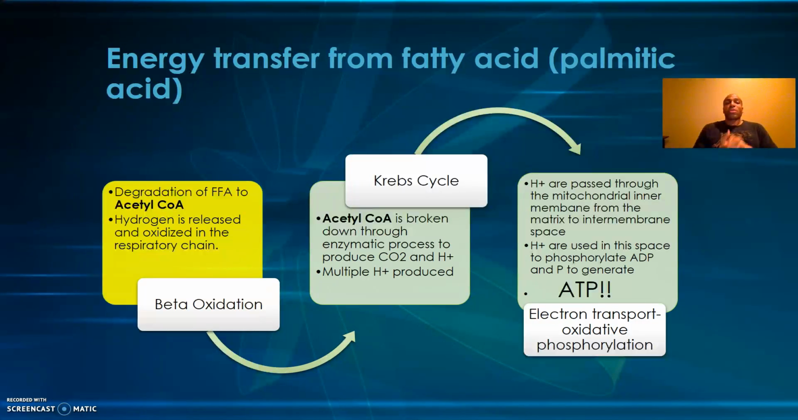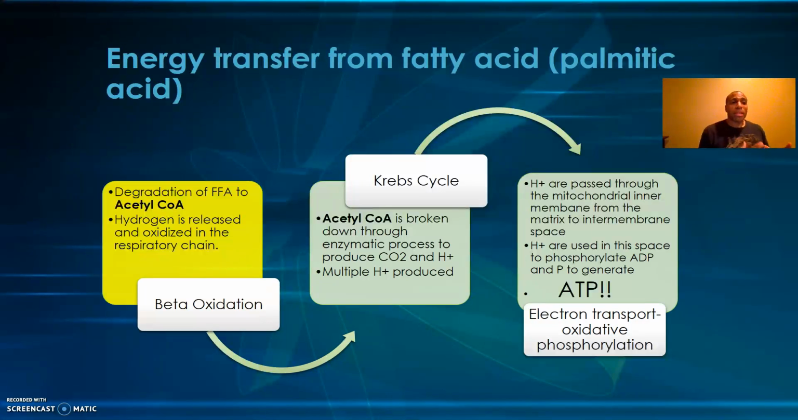When we're in that intermembrane space, these hydrogen ions are going to find ADP, which is adenosine diphosphate, and the free floating phosphate groups, and that's what's going to be used to join those together. So the ADP plus a phosphate group, using these hydrogen ions, create ATP.